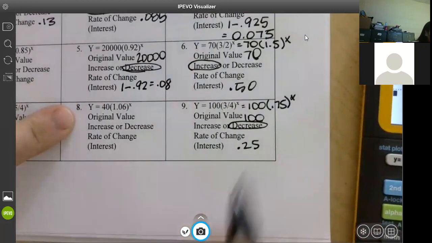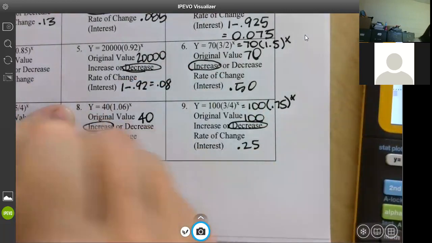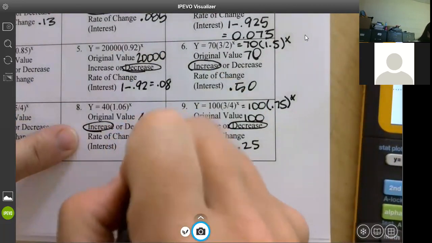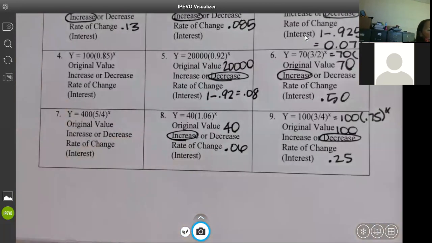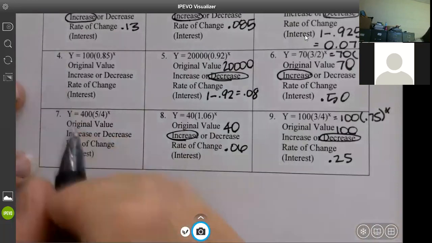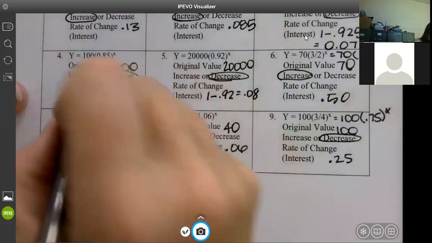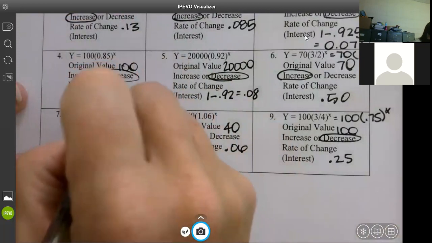Original value on number 8. Increase or decrease? Increase because it's over 1. Rate of change, how far over 1? 0.06. Number 4, original value. Increase or decrease? Rate of change, how far is 0.85 from 100? Not 25 bucks, 15.